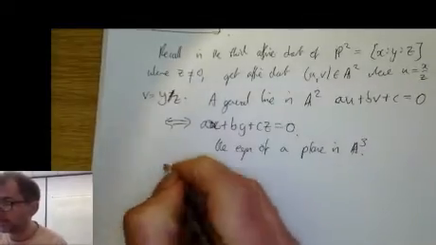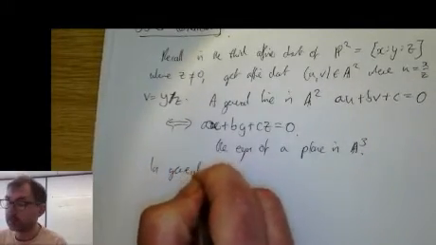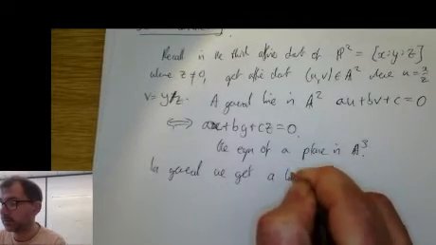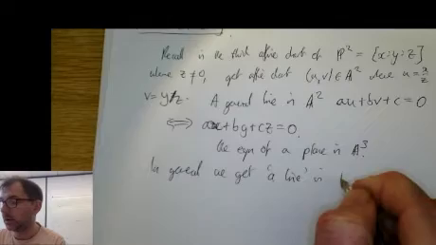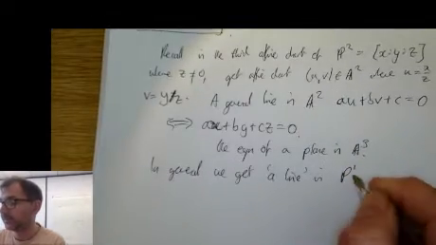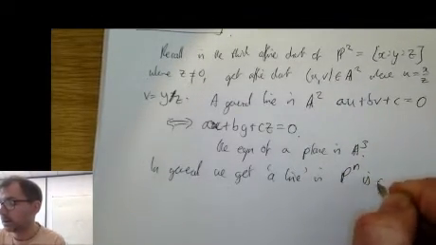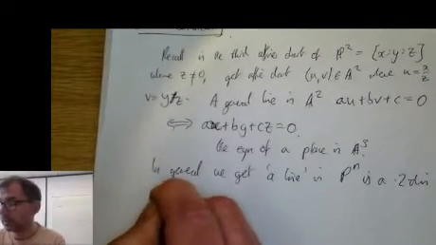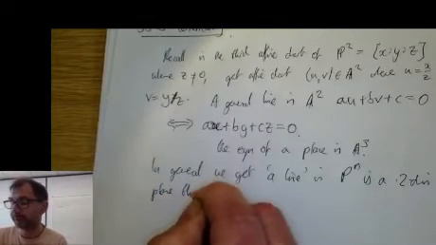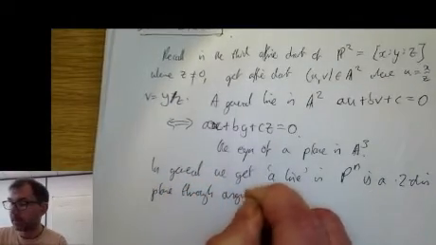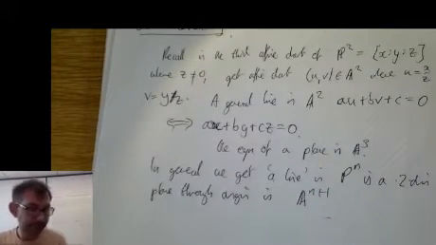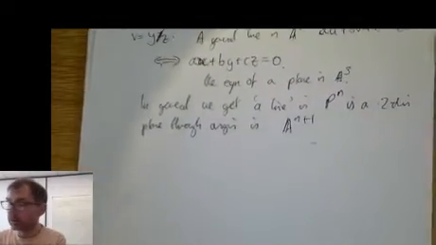What we get in general is that a line in Pn is a two-dimensional plane through the origin in A n plus 1. So let's just give that definition formally.